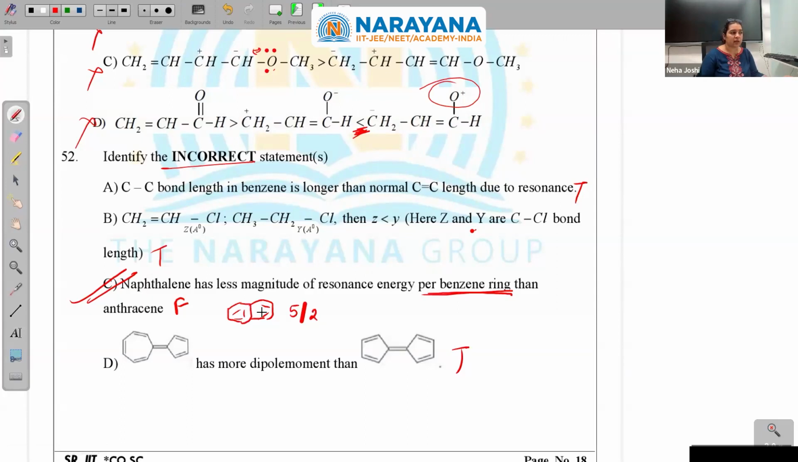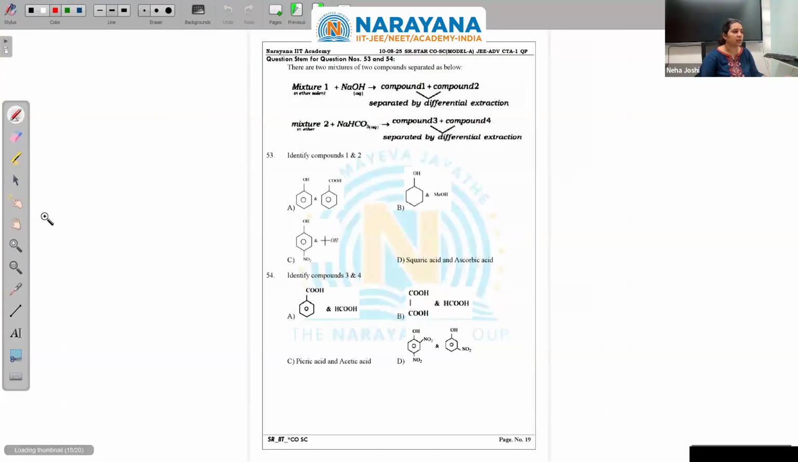It has 5/2 bonds per benzene ring. Anthracene, if I go, it has 7/3 bonds per benzene ring, so it is less stable per ring.